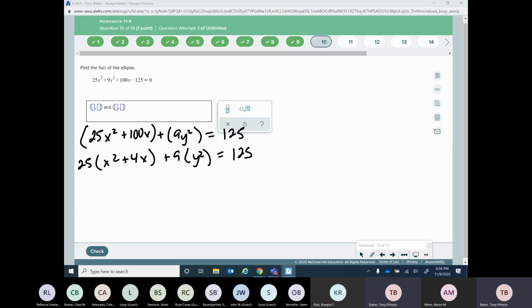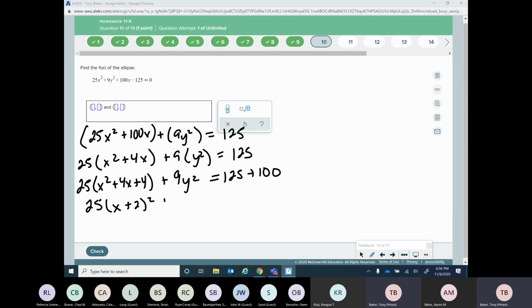Now, I have the 25. So the first thing I have to do is I have to figure out this 4x over here. So in this case, I have a 4x. So 4 divided by 2 is 2. The 2 squared is 4. So I have 25 times x squared plus 4x plus 4, plus 9y squared equals the 125. And I'm going to add 100 to that. So I've got 25 times x plus 2 squared plus 9y squared equals 225.